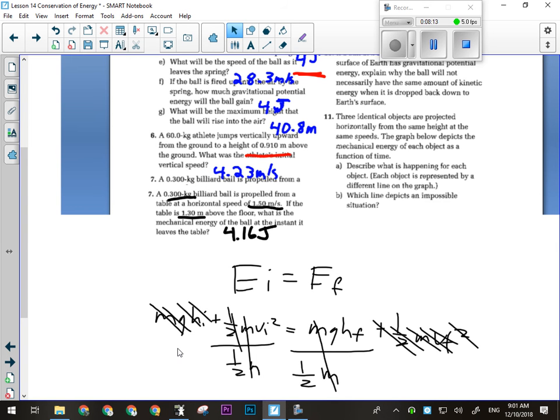Questions on that one? Okay. Question number 7 is talking about a billiard ball propelled from a table at a horizontal speed of 1.5 meters per second, and the table's 1.30 meters above the floor. We're looking for the mechanical energy of the ball when it leaves the table. All right, so remember, how do we calculate mechanical energy? What two things do we add together? Kinetic and potential. All right, can we calculate those two for that ball? Okay, do it.